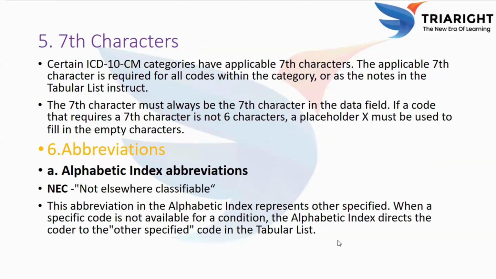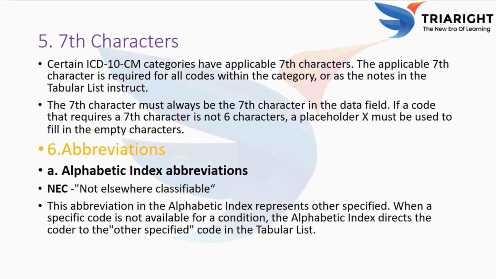And then next coming to the 7th character. So what is the 7th character? Some ICD-10-CM categories require a 7th character to specify additional details, usually episode of care, type of injury, and also the stage of disease. This 7th character must always appear in the 7th position in the code. If the code is not long enough, less than 6 characters, a placeholder X is used to fill in the empty spots before adding the 7th character.